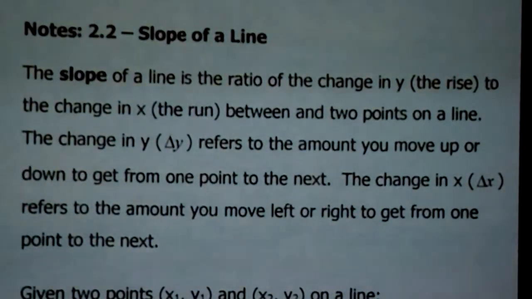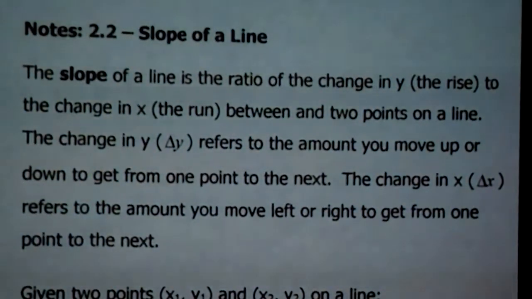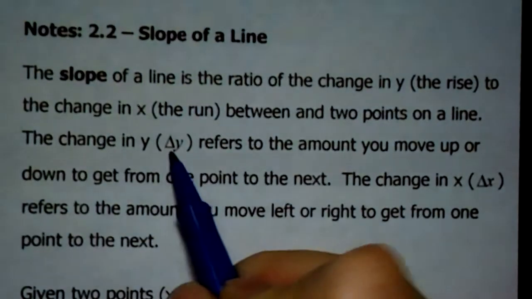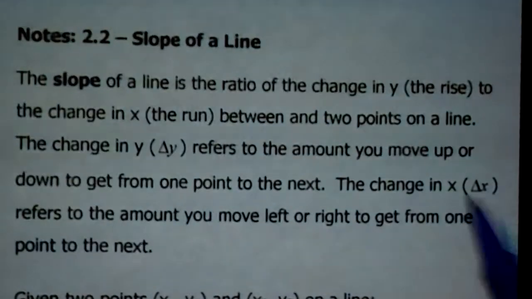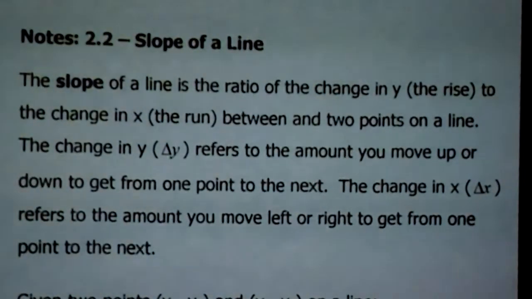The slope of a line, it's the ratio, comparison between two numbers, the change in y, or the rise, to the change in x, the run. It's also known as rise over run. Not run over rise, it has to be rise over run. The change in y refers to the amount you move up or down to get from one point to the next. And the change in x refers to the amount you move left or right to get from one point to the next.